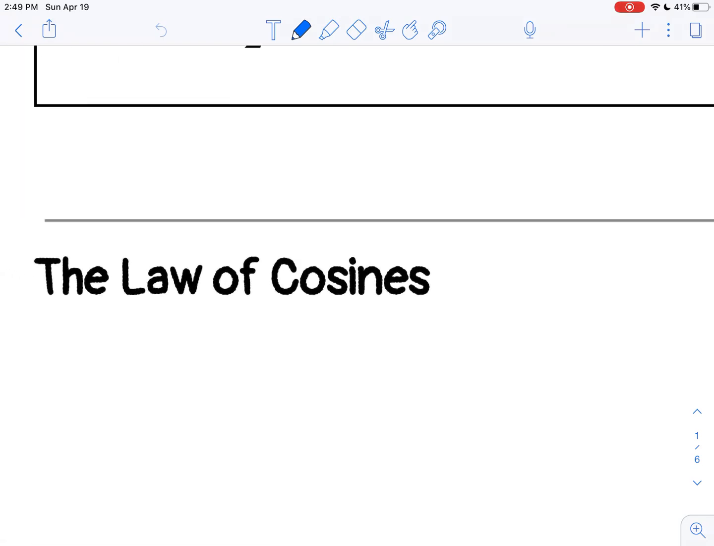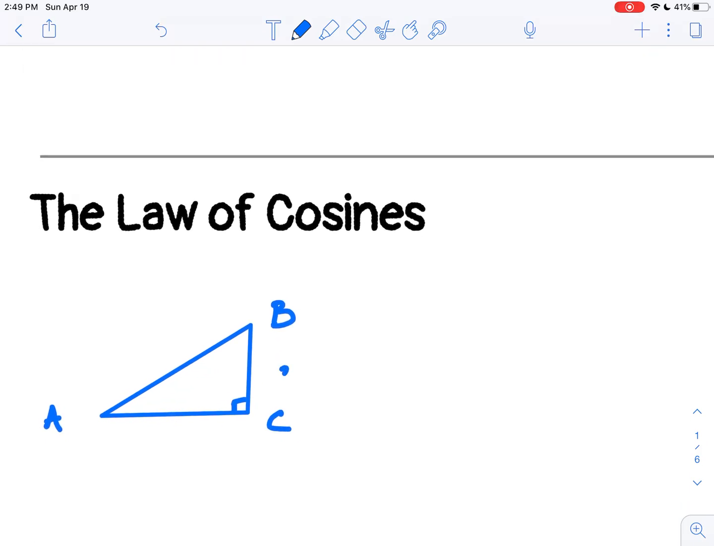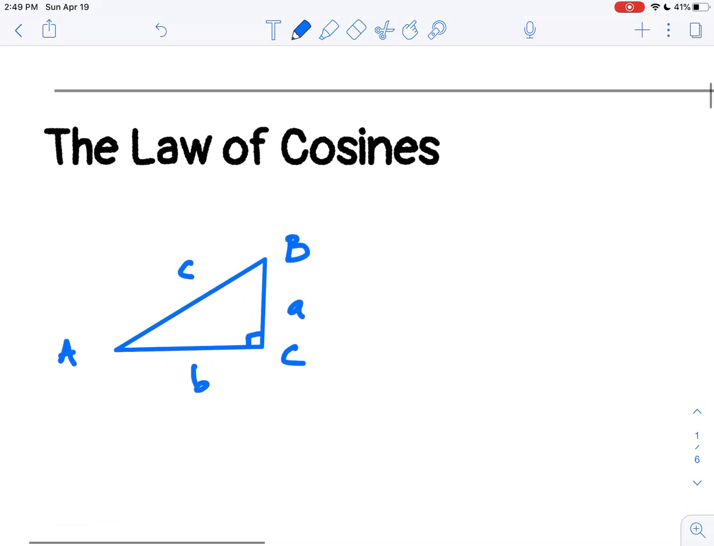So, the law of cosines is actually an extension of the Pythagorean theorem. So let's imagine that we actually had a right triangle here. Let's say we had a right triangle, and we'll call this A, and this B, and this C. Now, if you had a right triangle, then you could say that C squared equals A squared plus B squared. And that's something that we know.